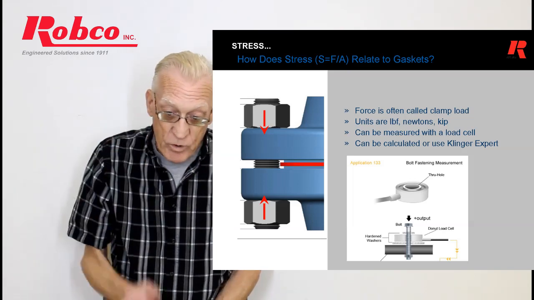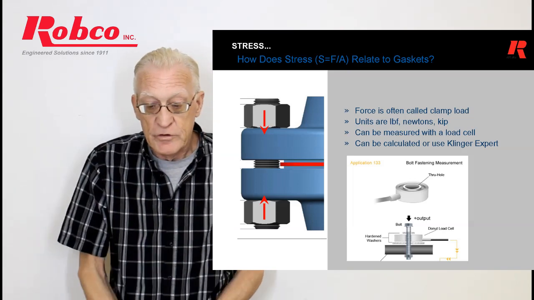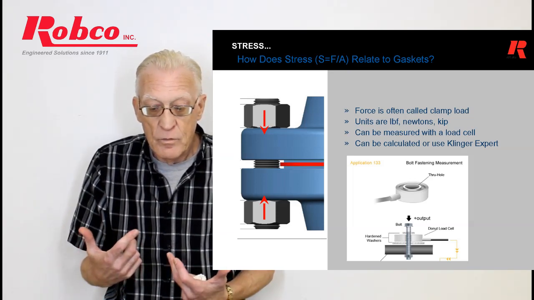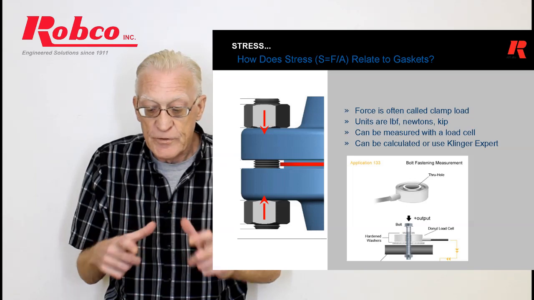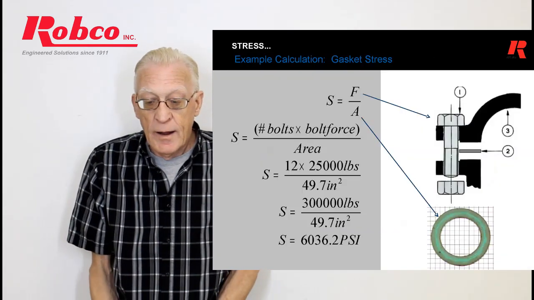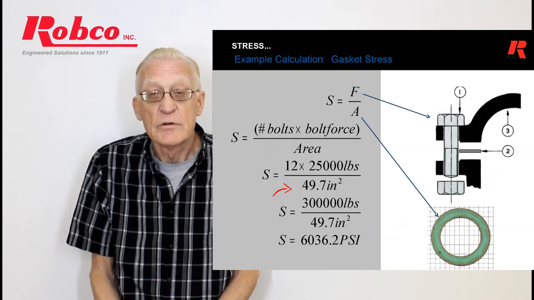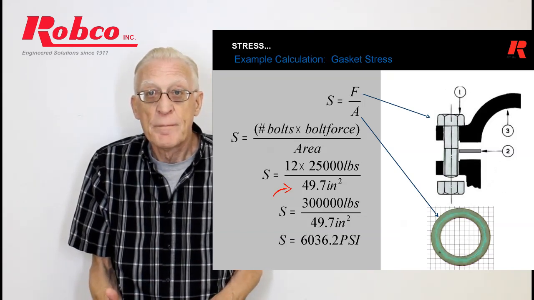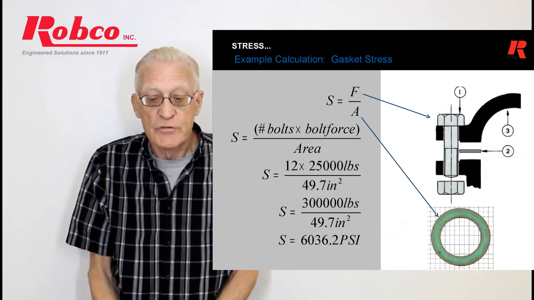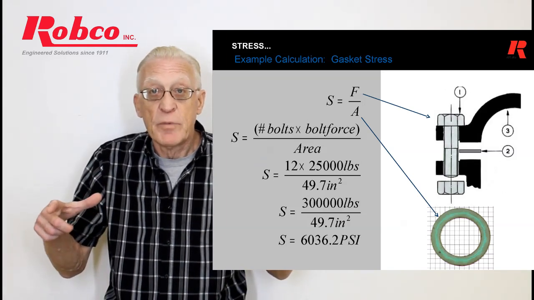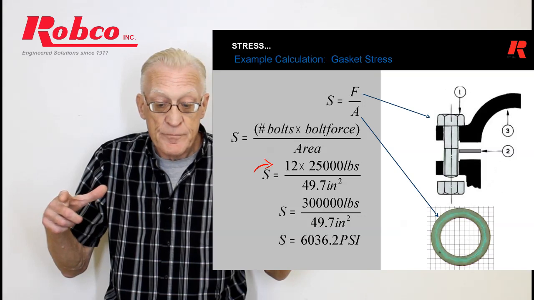Force is what we use those bolts to create. We're trying to create a load on a surface area itself. In this case, our gasket is 49.7 square inches of material. It's the area we're concerned about. So we're taking our load, which is created by, in this case, 12 bolts.